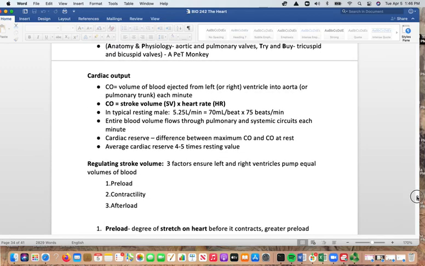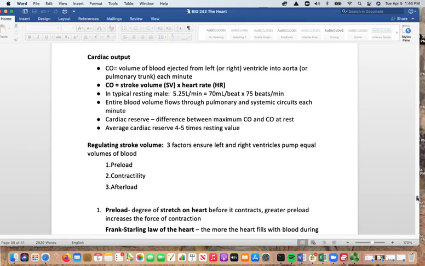So looking at the cardiac output, that is how much blood is ejected from the left ventricle into the aorta. You can have a cardiac output on the right side as well. We just typically are looking at the left side. So the components that make this up are your stroke volume and heart rate. So we multiply those two together.